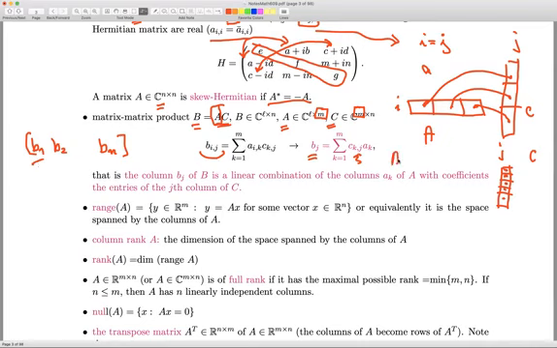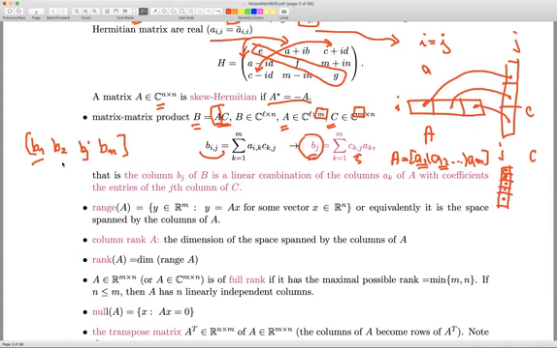So here is the matrix A, and it has columns A1, A2, and so on, Am. And this is the jth column of the matrix C. So this number multiplied by this column, this number multiplied by this column, and so on, this number multiplied by this column will give us the jth column of the matrix B.